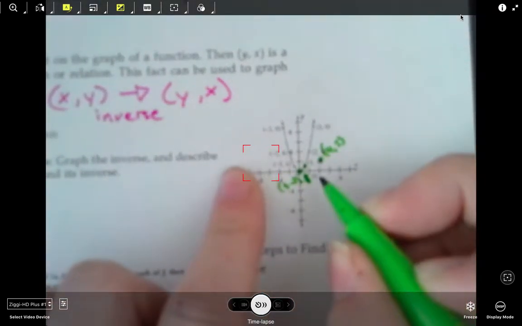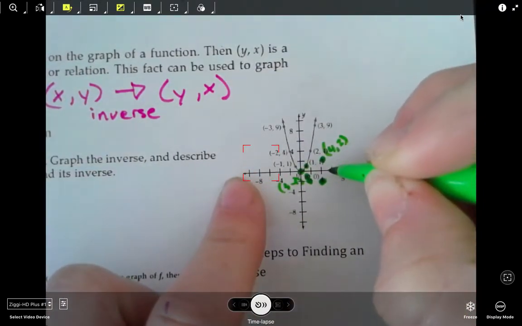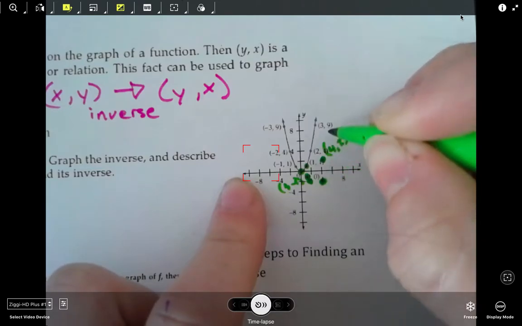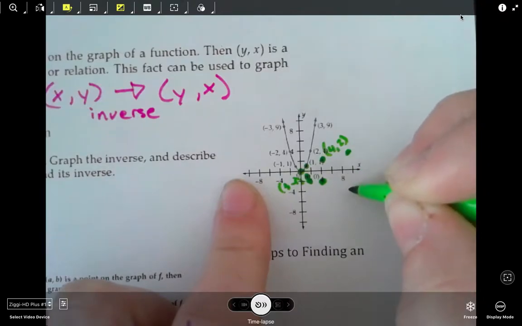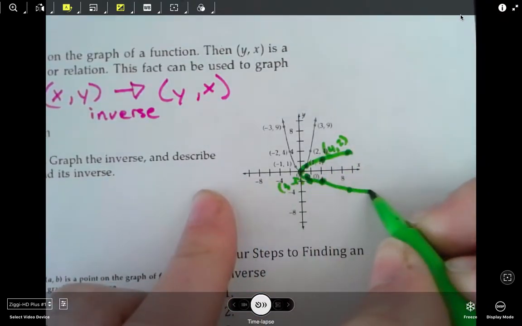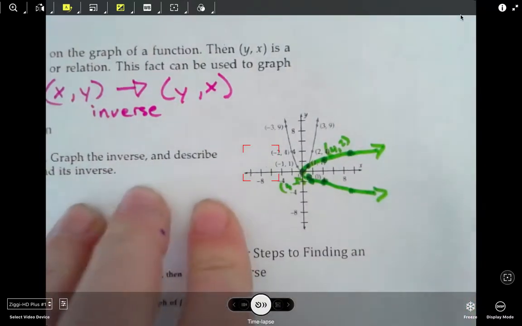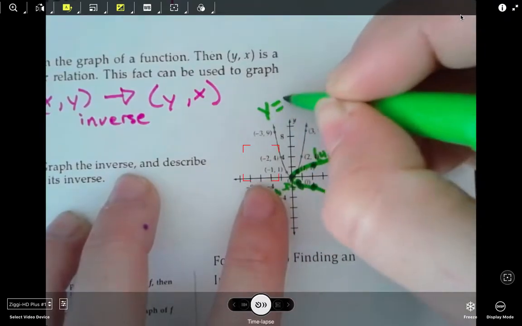Negative 2, 4 will become 4, negative 2, right here. Then we have 3, comma 9. 3, 9 will become 9, 3. So about there, and then we'll have 9, negative 3. So we'll have a parabola that looks like this, laying on its side. Some of you might already know that. This is the graph of y equals x squared.